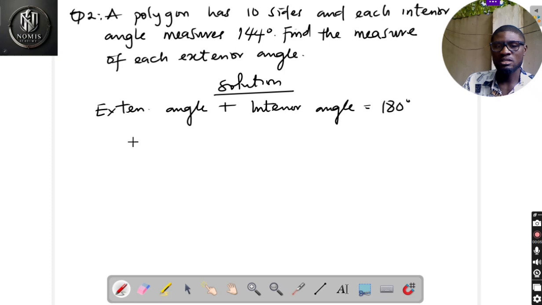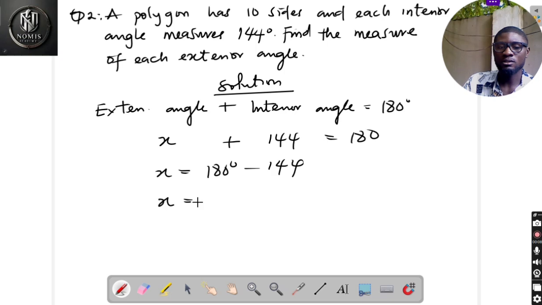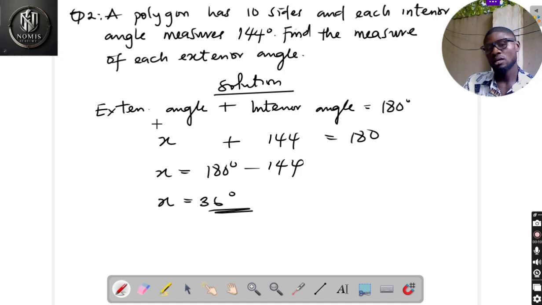Since the interior angle is 144, let's say the exterior angle is x, and x plus 144 is equal to 180. Therefore x is equal to 36 degrees. So x, which is the exterior angle, is just 36 degrees. It's as simple as that. Let's take the last question.